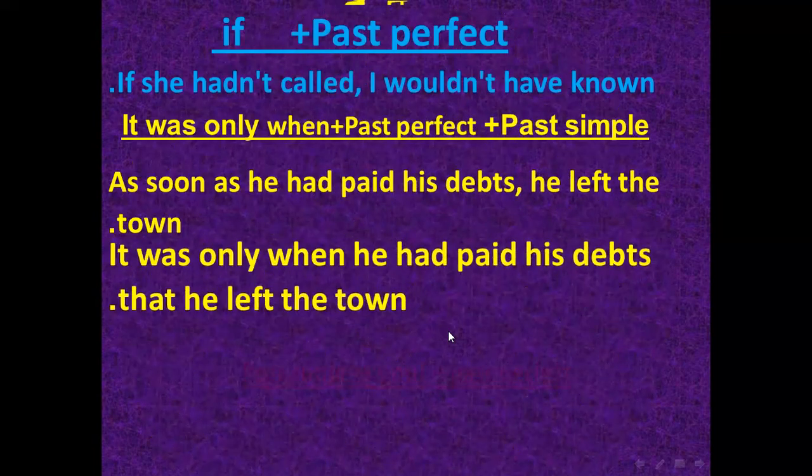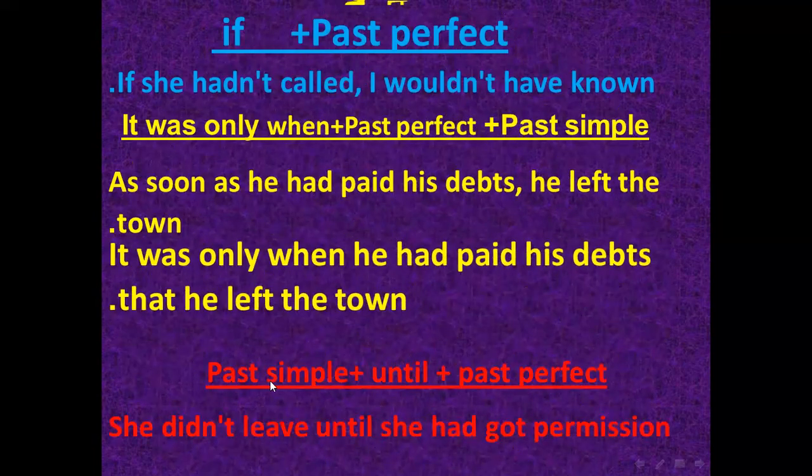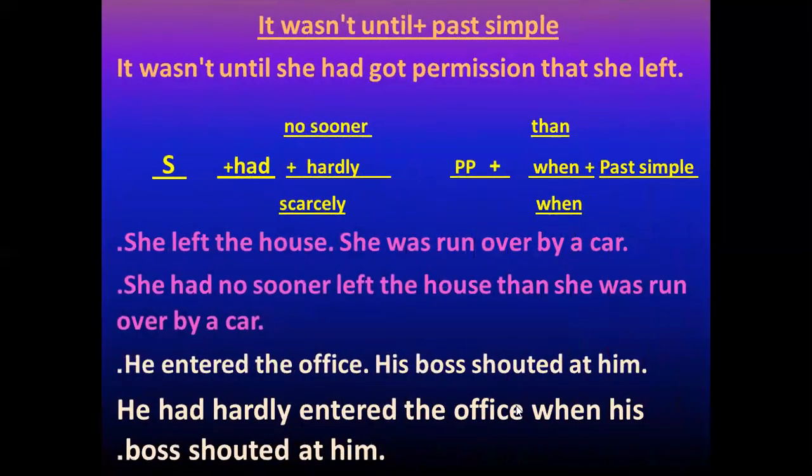As you know, it was only when... Past simple, especially when it's negative past simple plus until plus past perfect. She didn't leave until she had got permission. It wasn't until plus past simple. It wasn't until she had got permission that she left.